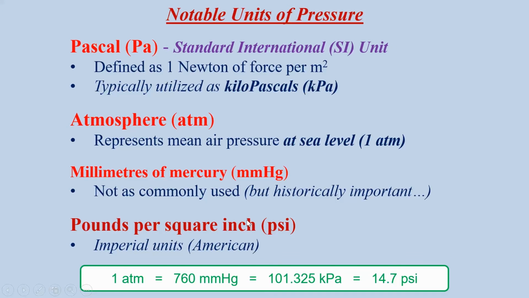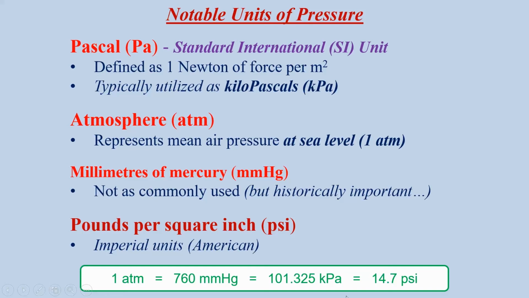Then pounds per square inch. You might hear that if you work with cars, thinking about tires. That's imperial, so we don't use it too much in science. You might see some conversions with it because you do get given it in real life a lot. It's doing a similar thing as newtons per square meter, just imperial rather than metric.